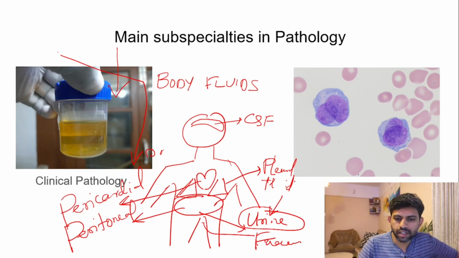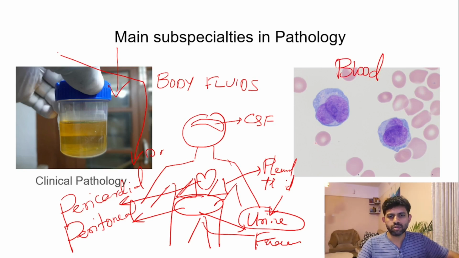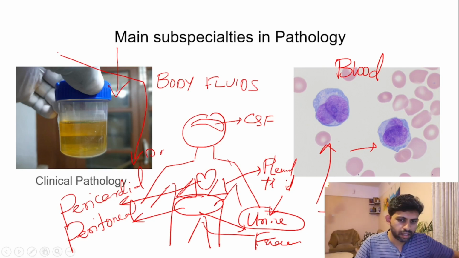Okay. Next is hematopathology. Now, hematopathology is basically study of blood. So as you can see, this is a peripheral smear. So these are RBCs, WBCs, etc. So in hematopathology, patient's blood is sent to pathology lab, and usually CBC is done, complete blood count, then peripheral smear, and in some occasions bone marrow examination. So these are the most common tests done in hematopathology.